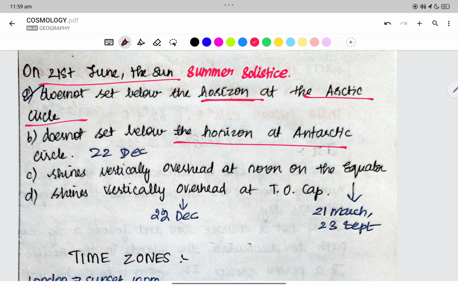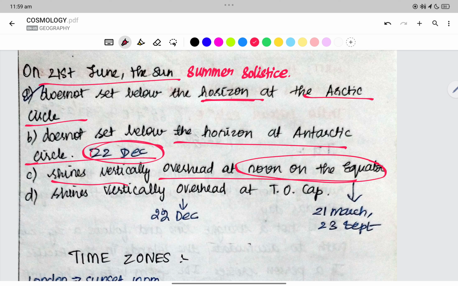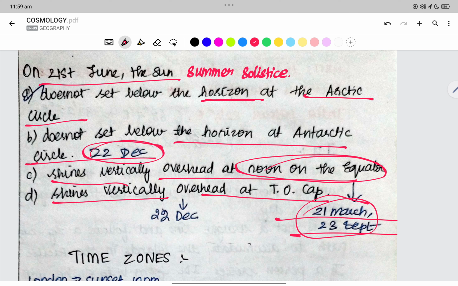The sun does not set below the horizon at the Antarctic Circle on 22nd December. The sun shines vertically overhead at noon on the equator on 21st March and 23rd September. The sun shines vertically overhead at the Tropic of Capricorn on 22nd December.